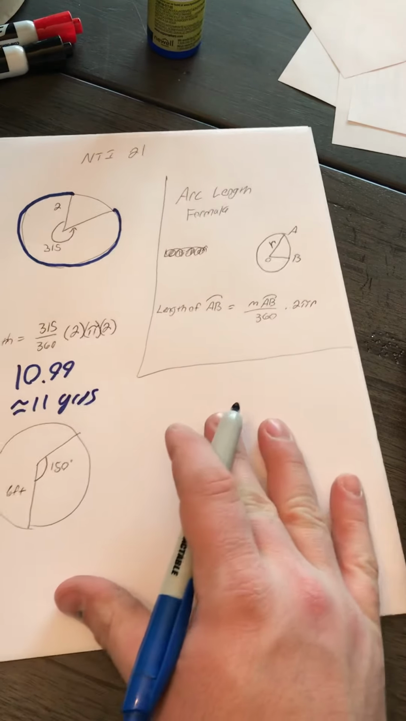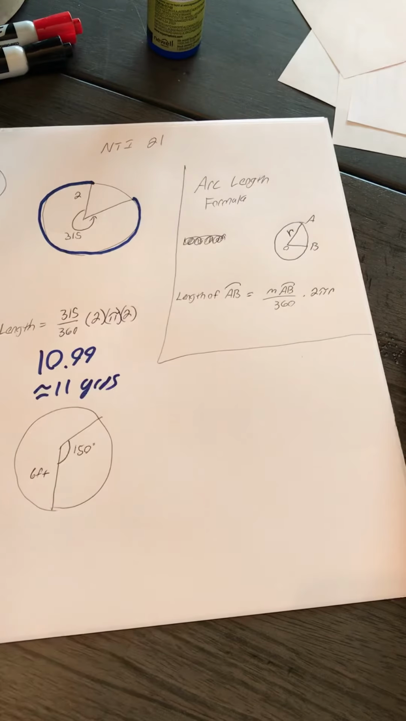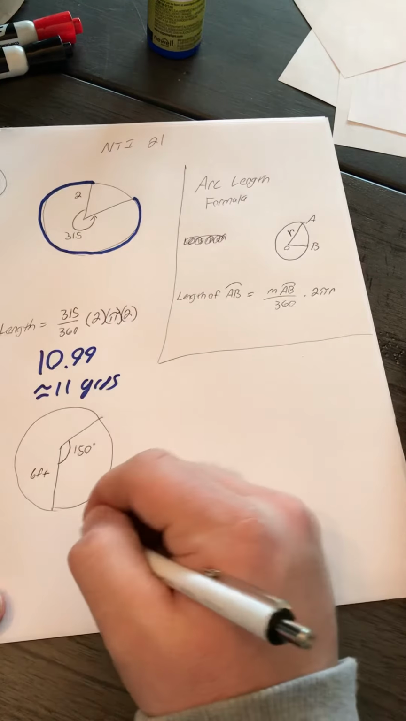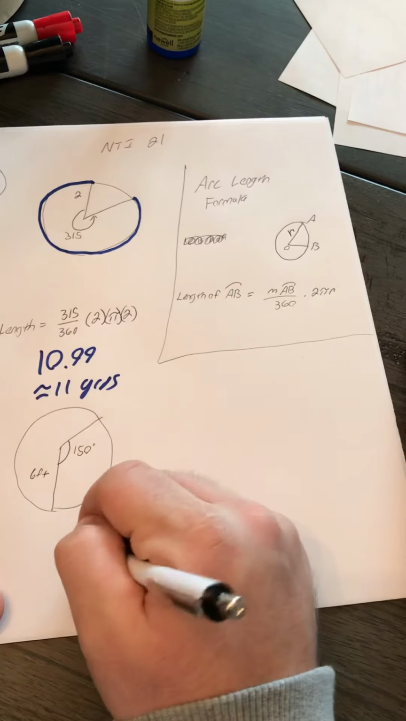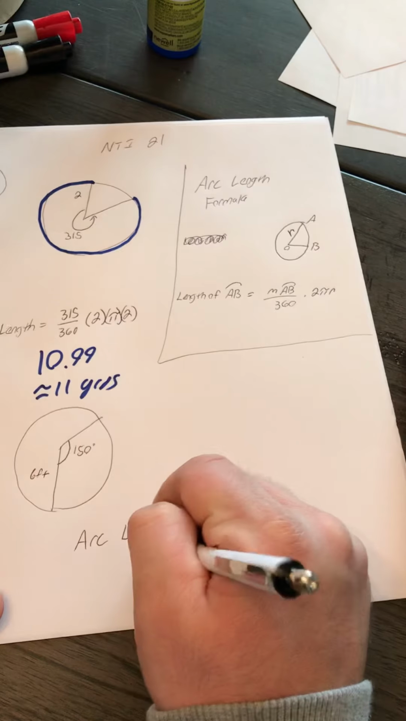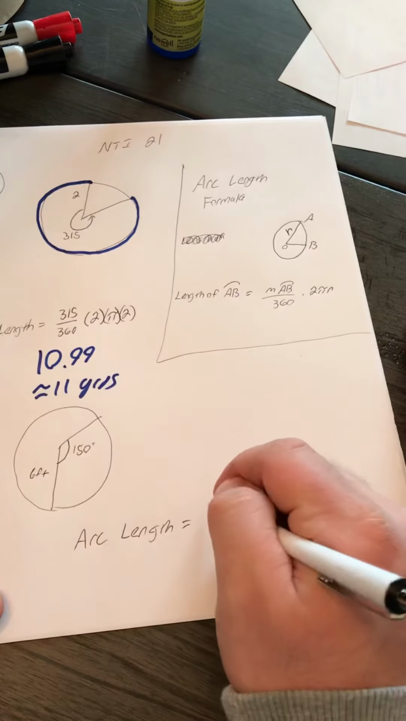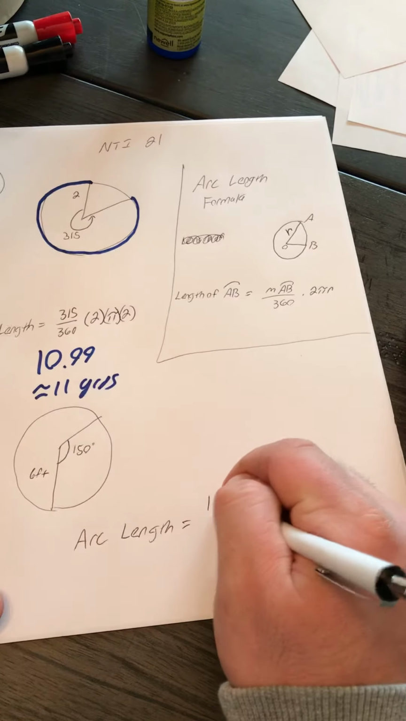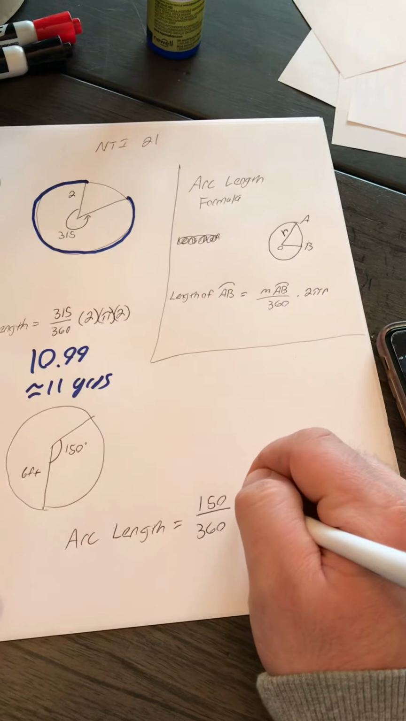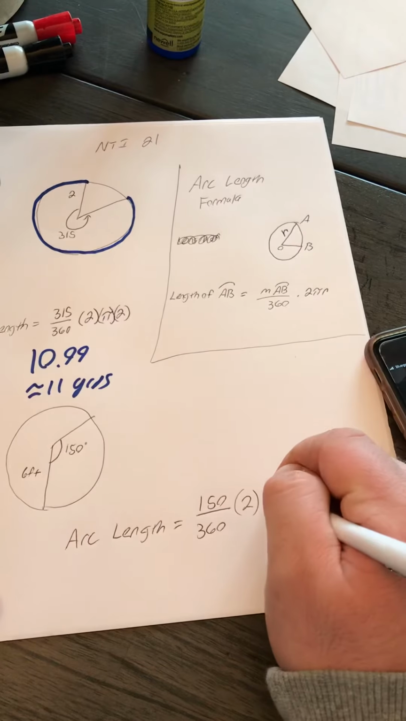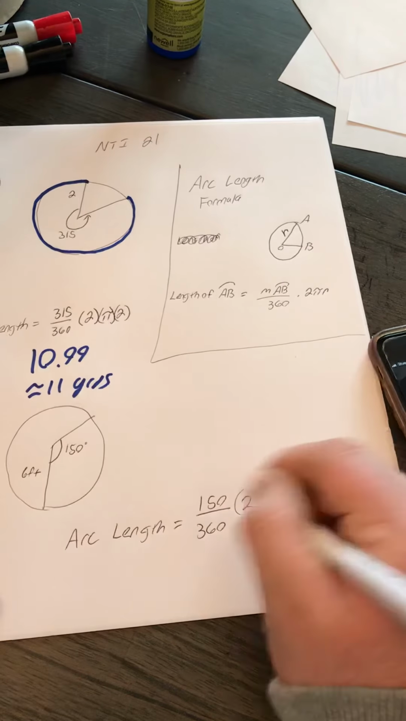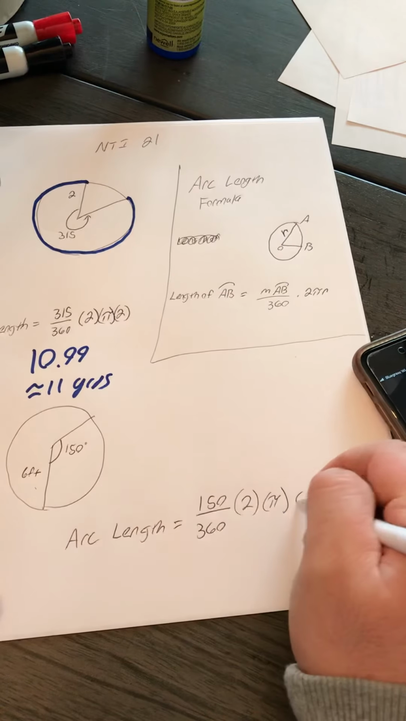Let's do the next one. Let's do number 5. Same formula, no difference, okay? So I'm gonna say the arc length equals, and it's gonna be the measure, the degrees, okay? So 150 divided by 360 times 2 pi r, okay? So it's going to be 2 times pi times the radius, which in this case is 6 feet.